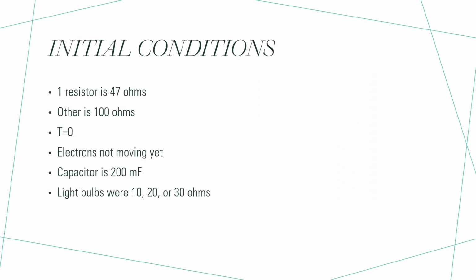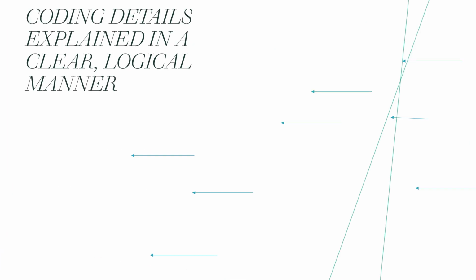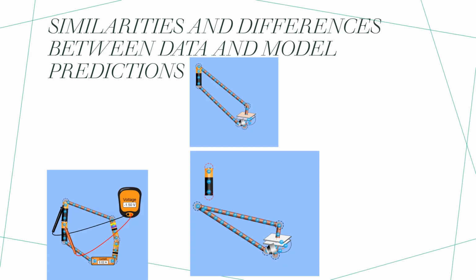Initial conditions are the one resistor is 47 ohms, the other is 100 ohms. Time is going to be 0 at the start. Electrons not yet moving. Capacitor 200 millifarads. Light bulbs were 10, 20, and 30 ohms over the course of this lab. Coding details, there is none for this lab.